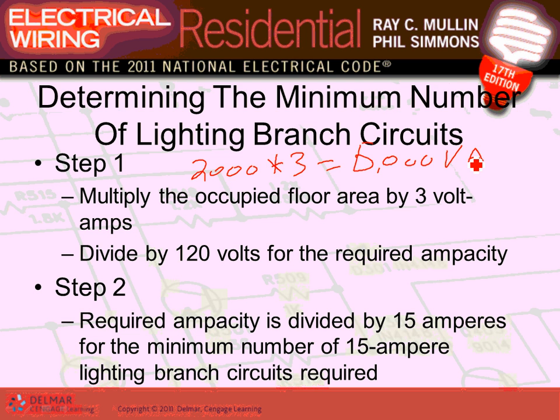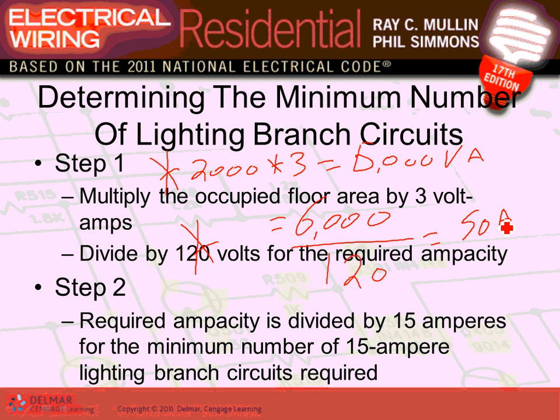Very easy. You take the 6,000 and divide this number by 120. Why 120? Because the receptacles and the lights are operating at what voltage? 120. Can you guys get me the amps for that one? So that's step number 1. Step number 2, find the amps: 6,000 divided by 120. How much? 50 amps. That's all the amps for the receptacles, 50 amps.